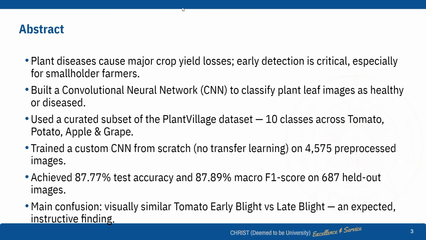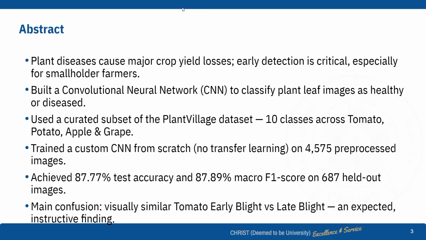Plant diseases can significantly affect crop production, so early detection is important. Our project addresses this problem using a CNN based image classification approach. We selected 10 plant health categories across 4 crops: tomato, potato, apple, and grape. Using the PlantVillage dataset, the images were pre-processed to train the CNN from scratch.